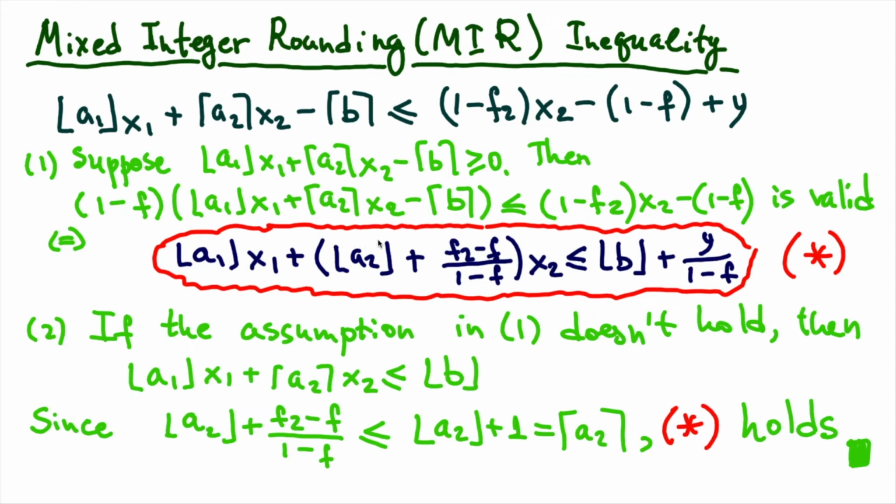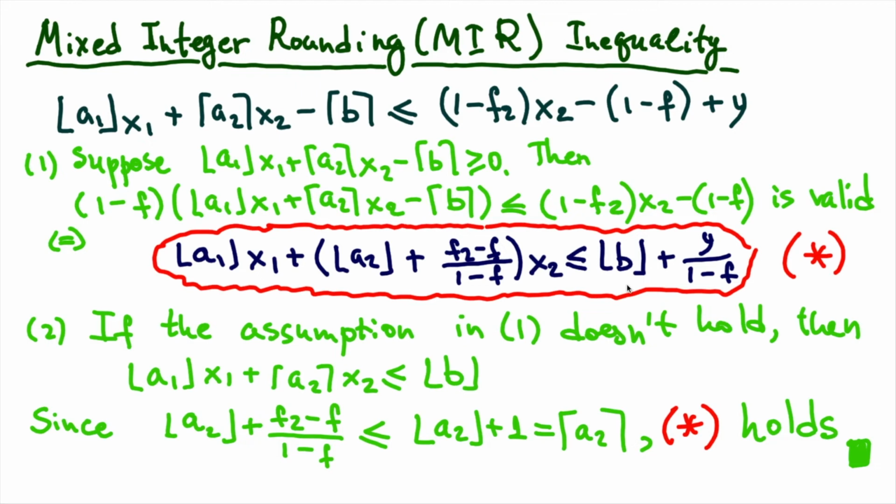And in the case when the fractional part of the coefficient for the integer variable is greater than that of the right-hand side, then we don't just round down, but we also add this small positive term to the round down of A2. It's given by F2 minus F divided by 1 minus F, and clearly F2 is less than 1, so therefore this ratio is going to be less than 1 and greater than 0. So it's between 0 and 1, and it's strictly positive. So we obtain a strictly stronger inequality than if you would just round down A2 here.